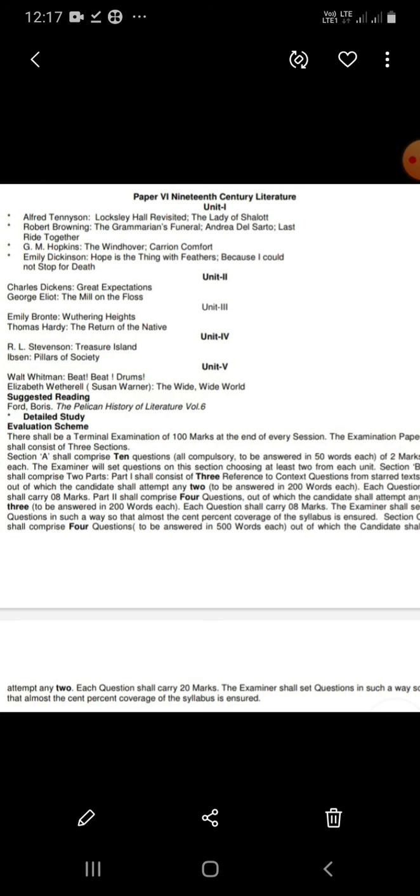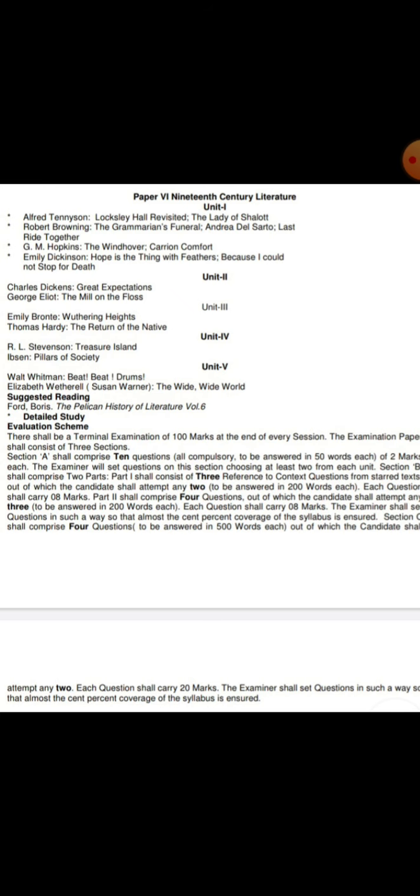The next one is a poetess, Emily Dickinson. There are 2 poems by her. One is Hope is the Thing with Feathers, and the other one is Because I Could Not Stop for Death. So this was all about Unit 1, and here it is noteworthy that all 4 of them are for detailed study. Then we come to Unit 2.